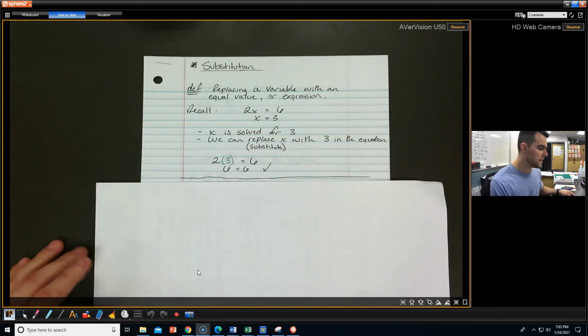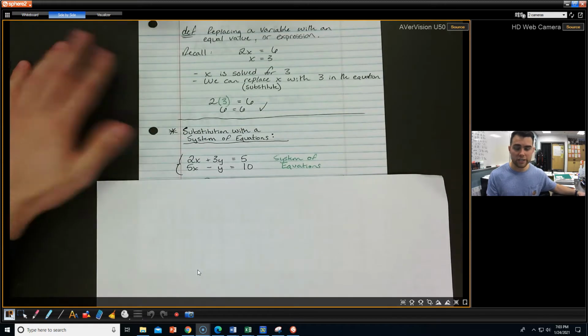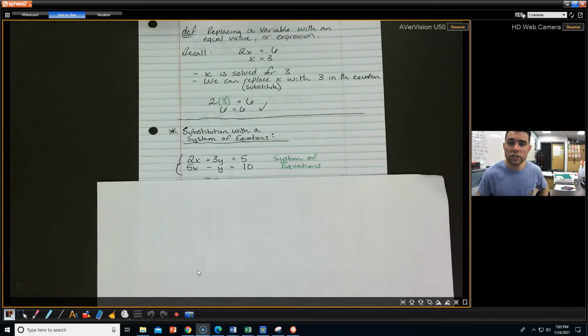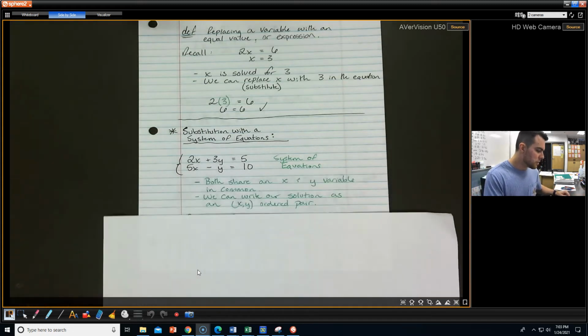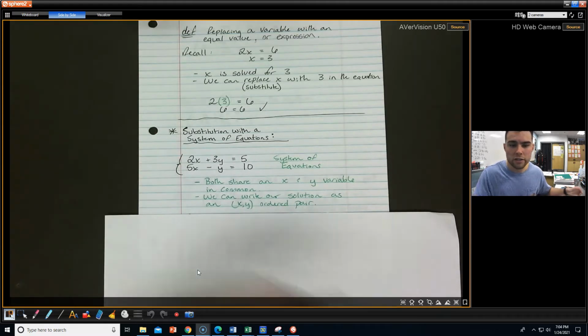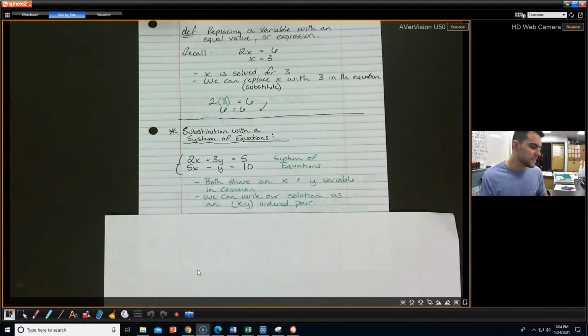So we're going to extend this idea, but with a system of equations. This is an example of a system of equations. Basically, that just means more than one equation. These equations are related because they both have an x variable and a y variable. Because they share x and y in common, if we were able to solve for x, then we could use that same x for both equations and then solve for y, or vice versa. We could also write our solution as an xy ordered pair. This goes back to when we graphed them, but as etiquette, we write it as an ordered pair, x comma y.